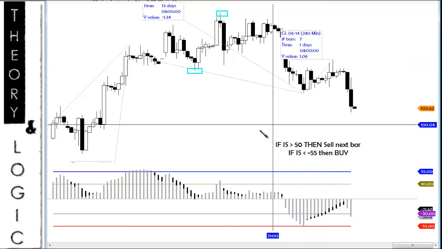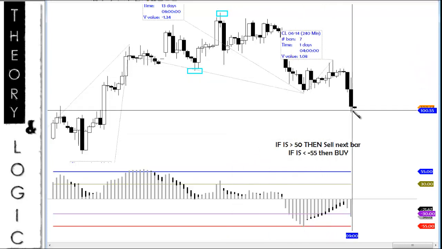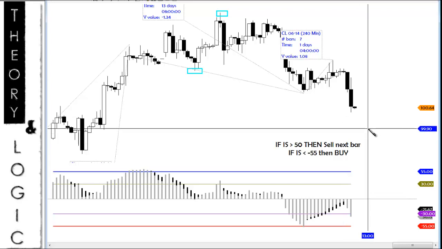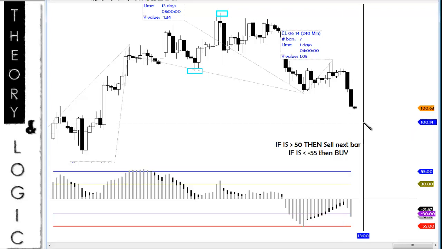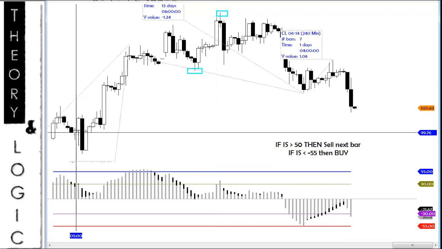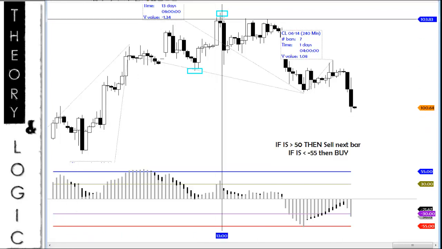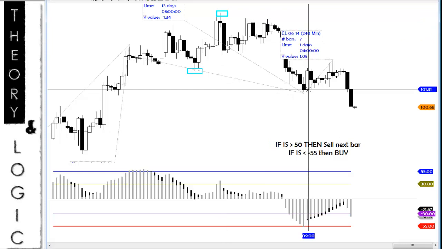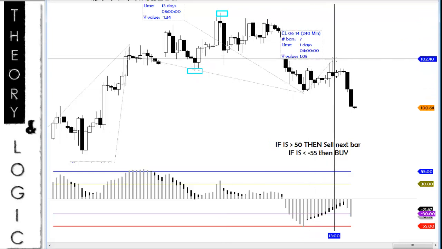It went 100 ticks in my favor. Then it rolled over, and now I'm on new structure lows. I kind of want to be short. So through this process is where I start to come up with 100 worked on two trades. It didn't work on this one. Then I see here, if I bought the next bar market, I had 100 ticks in my favor.